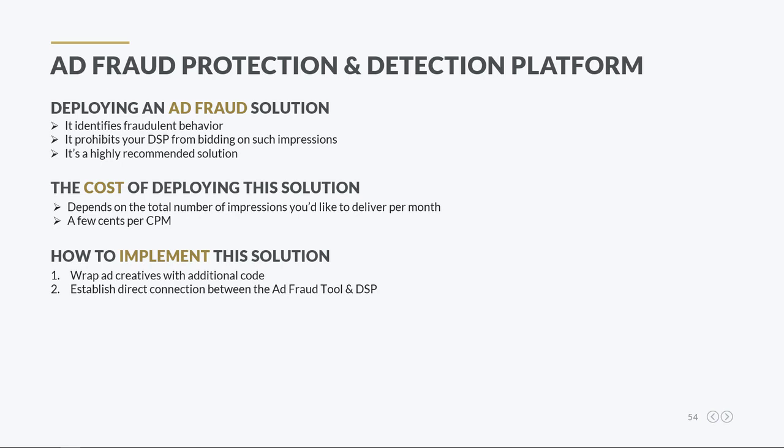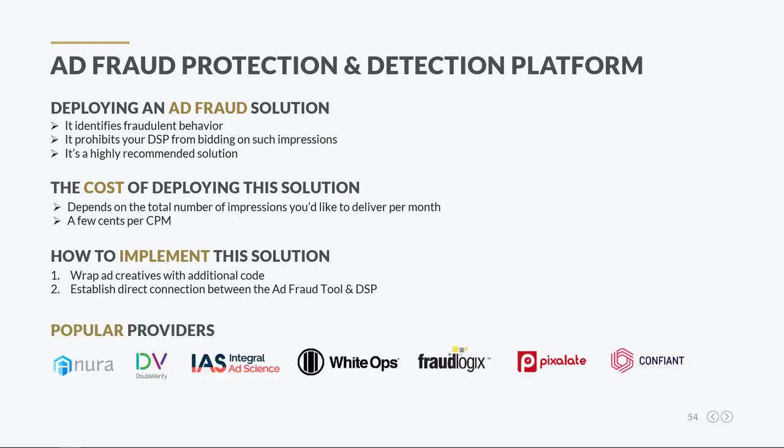Another thing to note is that ad fraud protection vendors usually ask advertisers to add a tracking code snippet on the advertised websites to track user behavior and unusual traffic patterns. That way, advertisers could see reports on good and bad traffic they get through a standalone platform offered by the ad fraud protection vendor. The most popular ad fraud detection and protection providers are Anura, DoubleVerify, Integral Ad Science, White Ops, FraudLogix, Pixelate and Confiant.